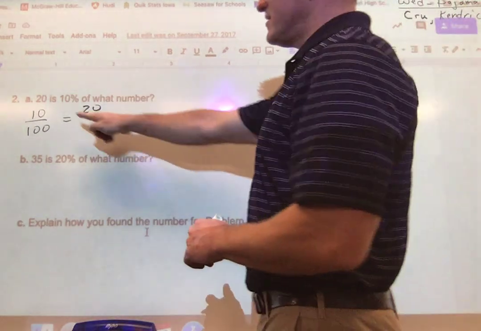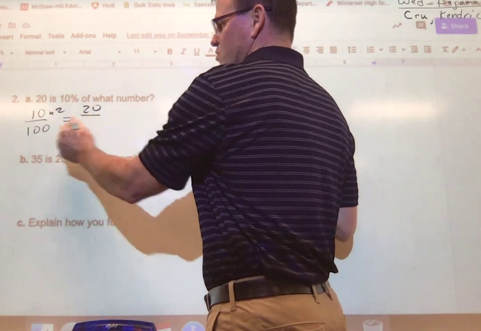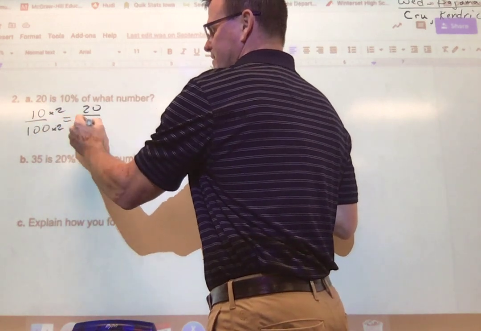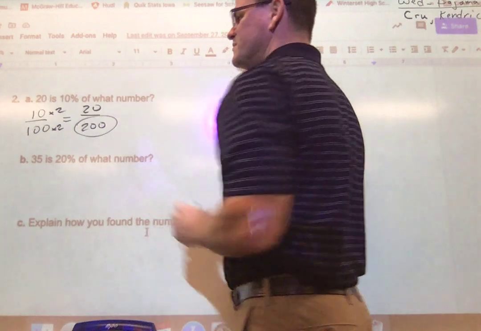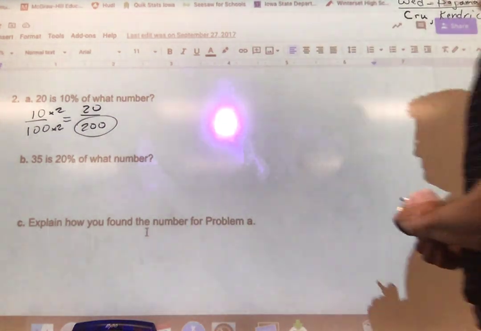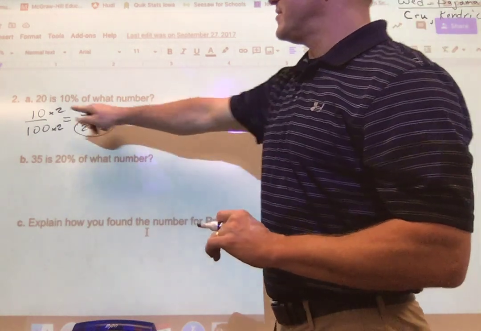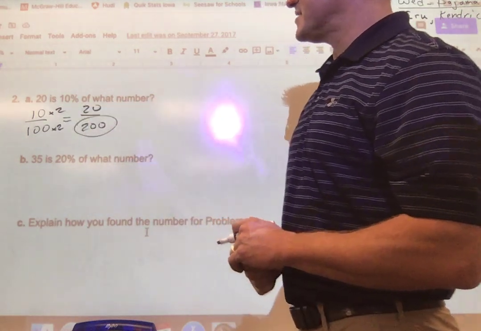So I can then see the relationship. Well, all I'm doing is doubling the top to get it to 20, so I need to double the bottom. And then 200 becomes my answer. 20 is 10% of what number? All right, so if I'm setting it up like this, I know I'm missing that bottom number, and I can see that relationship to get it to 200.